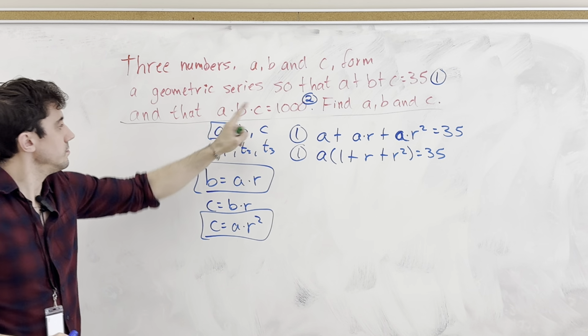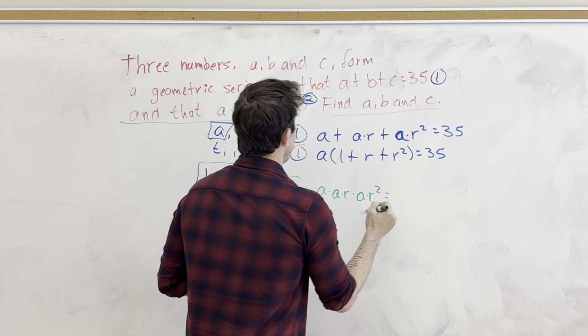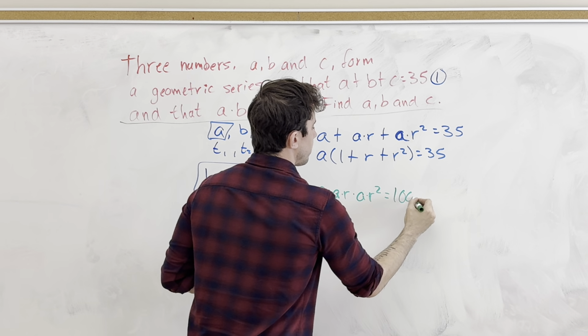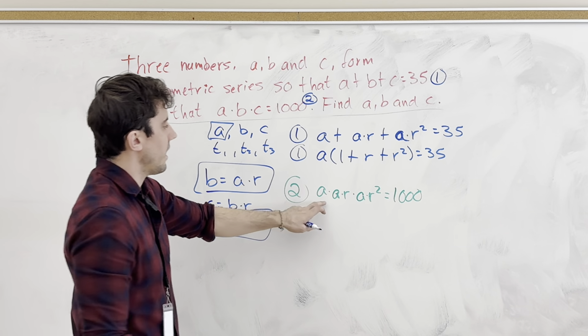Now, from our equation 2, let me use a different color for this one. Using equation 2, let A remain as it was, write B as A times R, and times C, C again being written as A times R squared. And now, all of that is equal to 1,000. So now we have A times A times R times R squared. A times A times A is A cubed, times R cubed, is equal to 1,000.